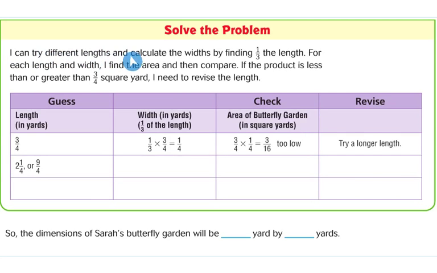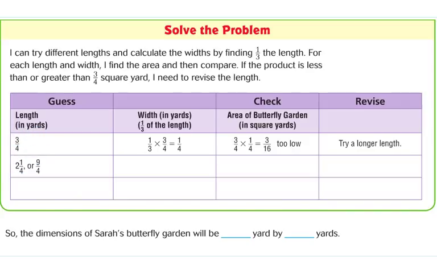So let's solve the problem. I can try different lengths and calculate the widths by finding 1/3 the length. For each length and width, I find the area and then compare. If the product is less than or greater than 3/4 square yard, I need to revise the length. So here we see length guess, 3/4. We would take 3/4 and multiply it by 1/3, and I would get 3/16. So we see that the area of the butterfly garden in square yards, 3/16, is too low, so we're going to try a longer length.